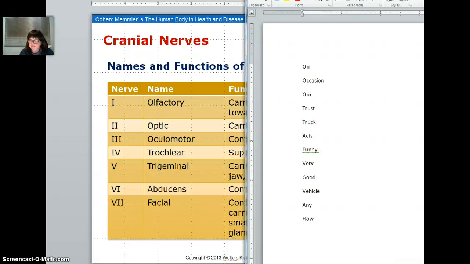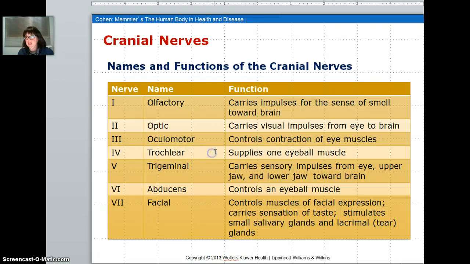So here's a little acronym to help you remember. On occasion, our trusty truck acts funny. Very good vehicle anyhow. Olfactory, which has to do with smell. Optic, which is images from the eye. Oculomotor is the muscles around the eye. Trochlear has to do with one eyeball muscle. Trigeminal has 3 branches. It goes from the eyes, the upper jaw, and the lower jaw towards the brain. So this is partly the one that the dentist tries to hit.